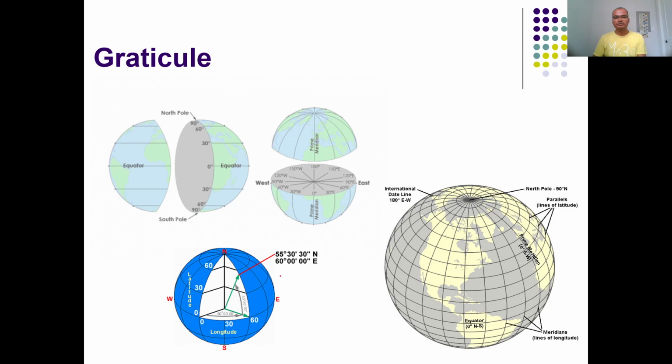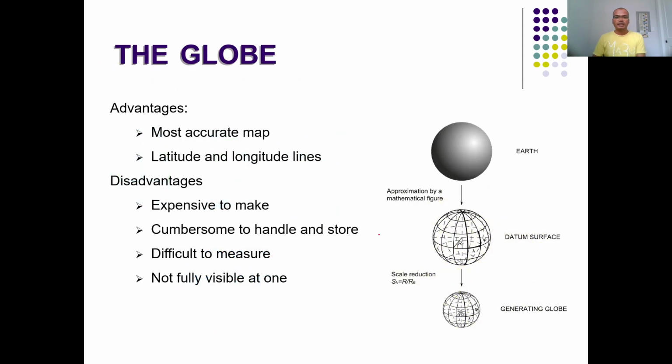So these spherical models are very good, and these graticules are very helpful to understand various locations or places with unique degrees, minutes and seconds. Each and every place on the Earth surface will have an intersection of parallels and meridians with unique values, using which you can represent it very easily, so that it forms a very accurate map with the help of latitude and longitude. But the limitation is that it is very expensive to make.